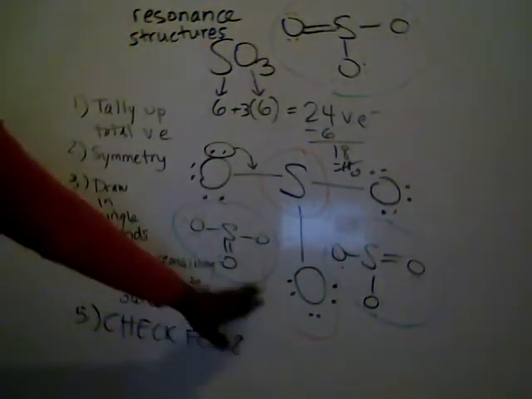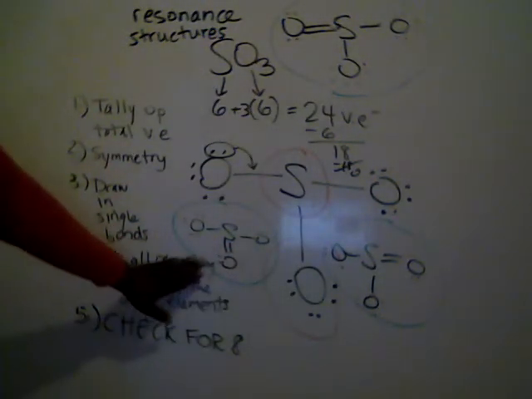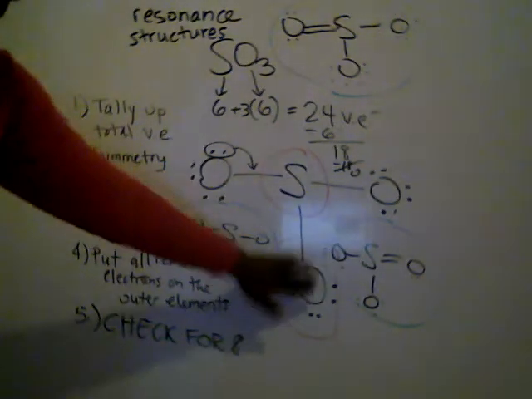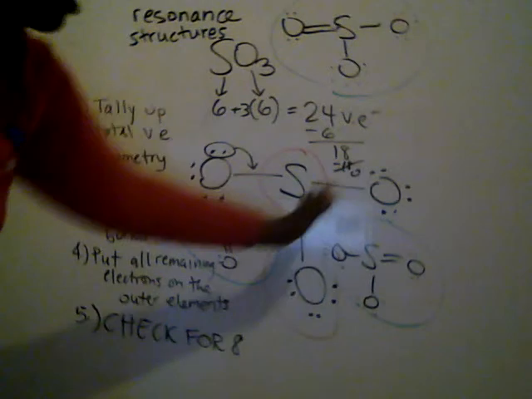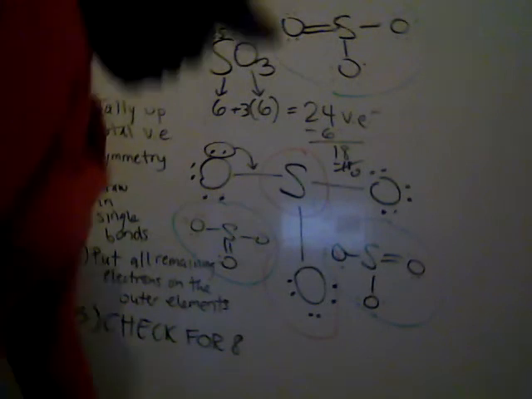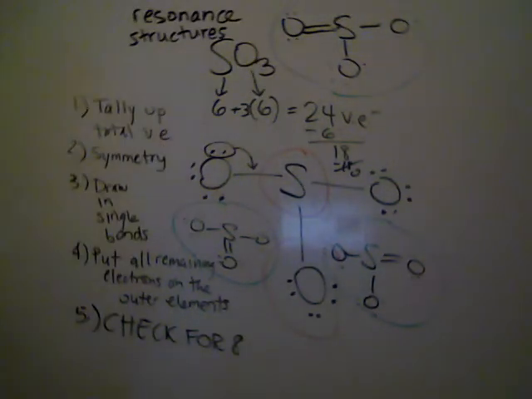We don't always have resonance. We only have it really happen if we have a double bond that could happen with any of these outer elements. Since all these outer elements are identical, any of these oxygens could make that double bond. So this is an example of something with resonance. All right. Let's try 2 more examples. So I'll keep our list up. See if I can erase this.